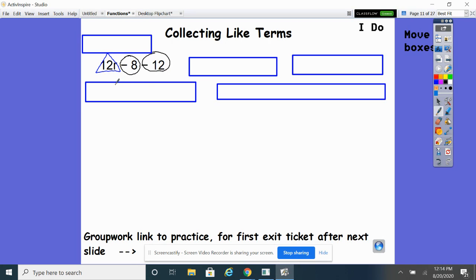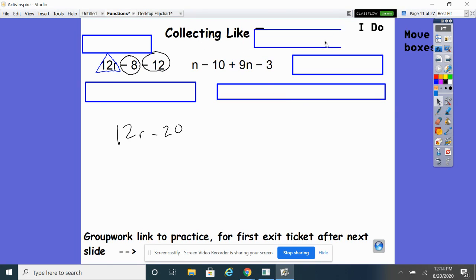The idea is 12r is the only one of its kind, the only one with a variable, but -8 and -12 are both numbers without variables. We're going to add those together, and that would give us -20. So collecting like terms is just putting together things that look the same.